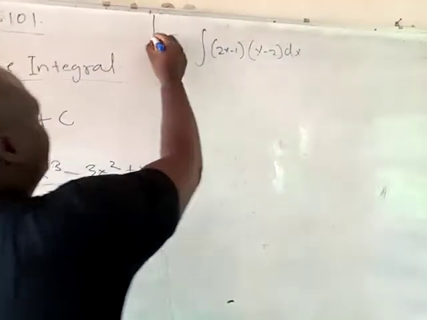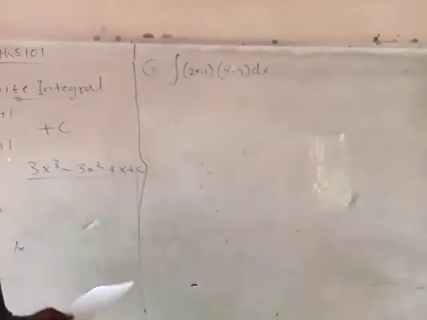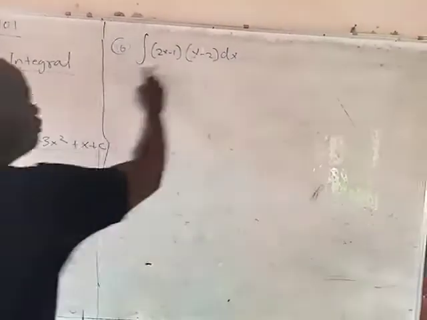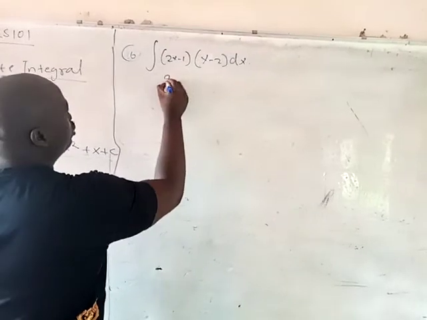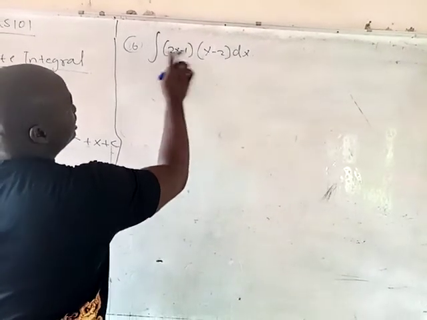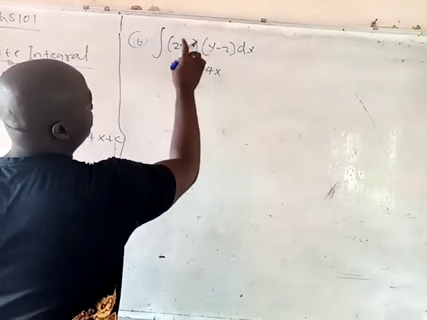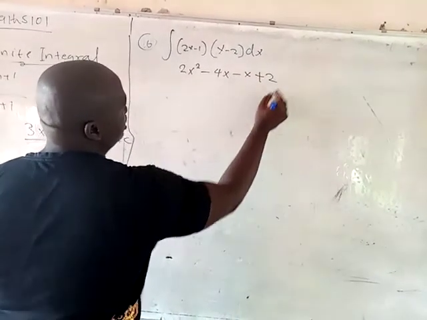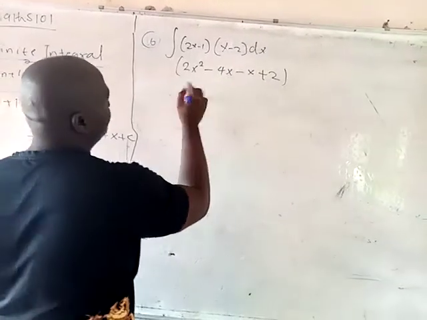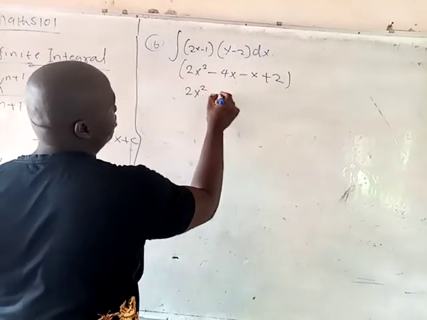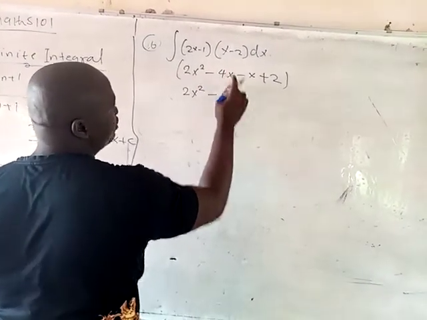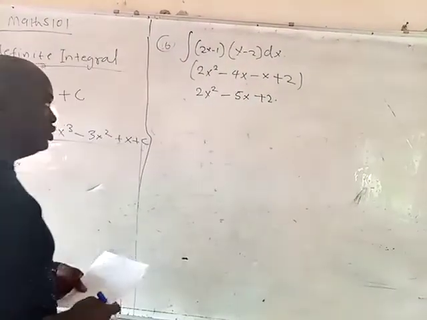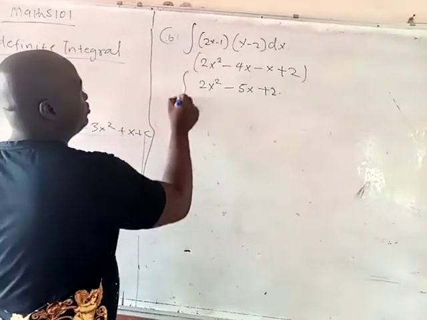Now, example number 16. Under example number 16, you can see we have the same thing. What are you going to do? Open the whole bracket up. This times this will give you 2x raised to the power of 2. This times this will give you minus 4x. This times this will give you minus x plus what? 2, right? Good. So collect like terms, we have 2x squared minus what? 5x. Minus 4x minus x is minus 5x plus what? 2, right?